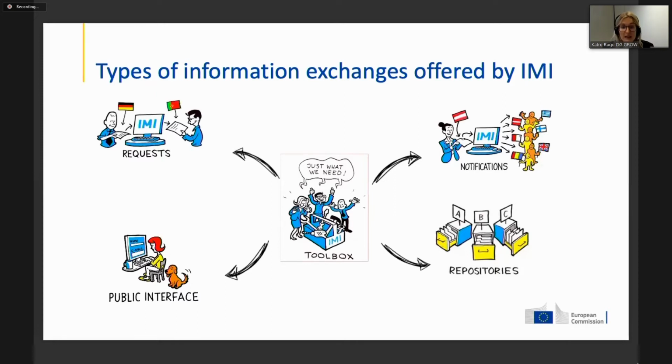And this is the case with one of the new mobility modules, exchange of information on posting declaration. As transport operators cannot be users of IMI directly, they will communicate with IMI thanks to a specifically created public interface that is connected to IMI.